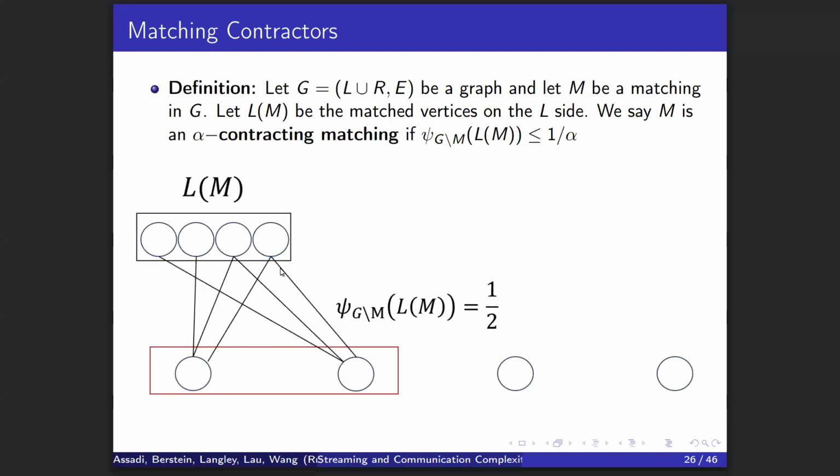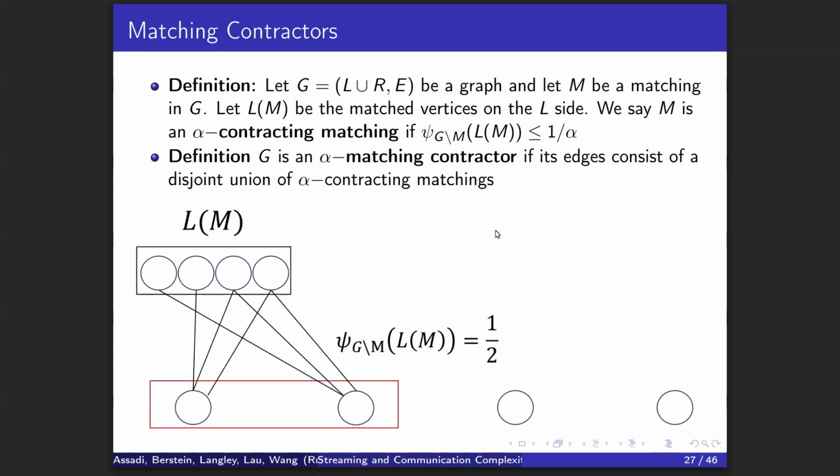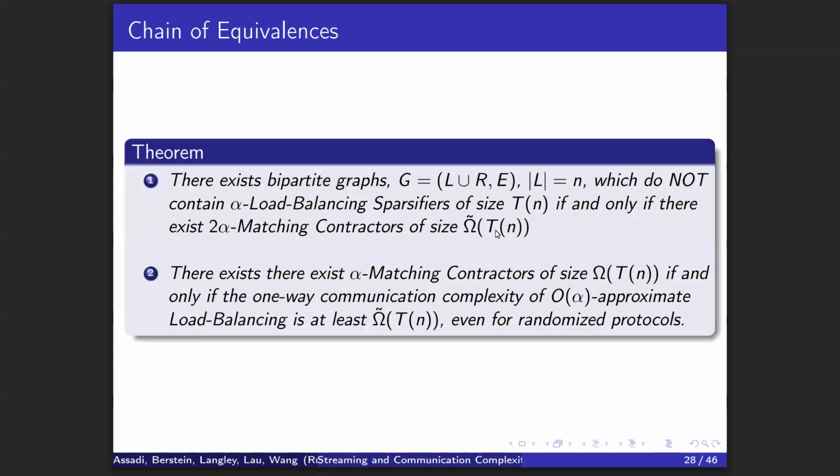And how small? Like you're saying that if I delete the matching, the number of neighbors will reduce by some factor. Yes, so 1 over alpha. An alpha matching contractor means that all the non-matching edges are captured by a 1 over alpha fraction of vertices on the right-hand side.